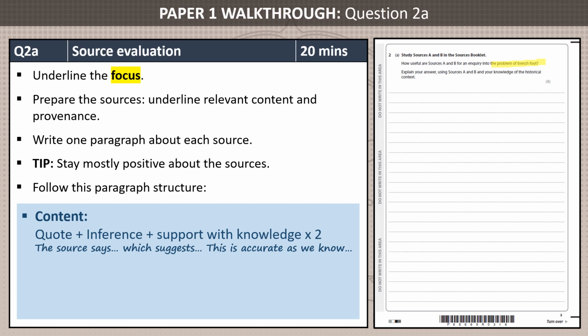When you're done on the content, then write about the provenance of the source. Explain a positive feature of the provenance and then a limiting feature. And finish your paragraph with a judgment. How useful is the source? And summarise your main reasons why.